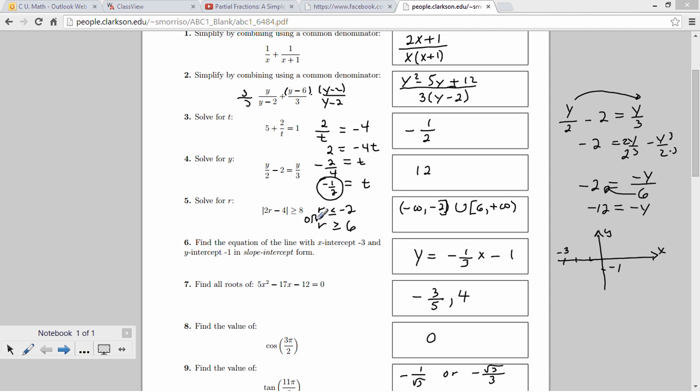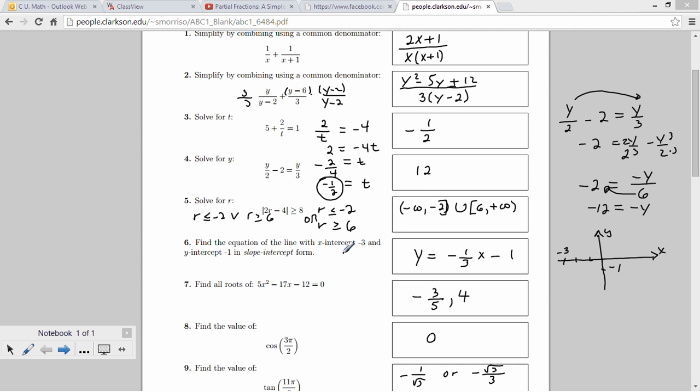And just to write them without the logical connector doesn't make it really clear that you're expressing two different intervals. In fact, the interval notation might be the better way to do it. So we're sort of looking for r is less than or equal to -2, logical connector, or r is greater than or equal to 6.